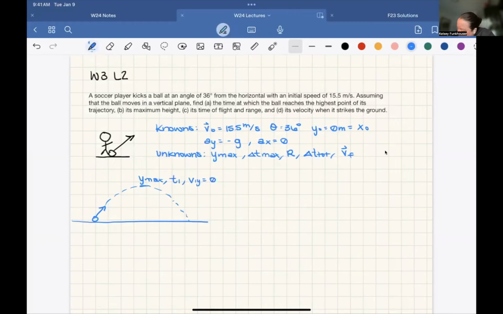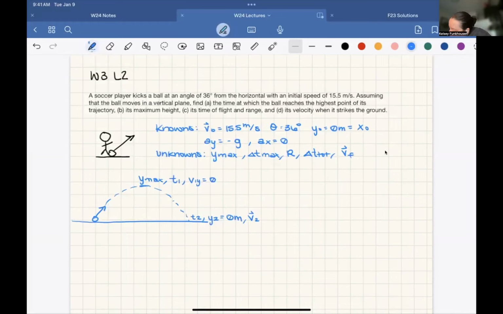And then the other point we care about is T2, which is kind of T final, or the total, which I wrote there. And at that position, the y position is 0, and we don't know what the velocity is there, but we'll need to find it.